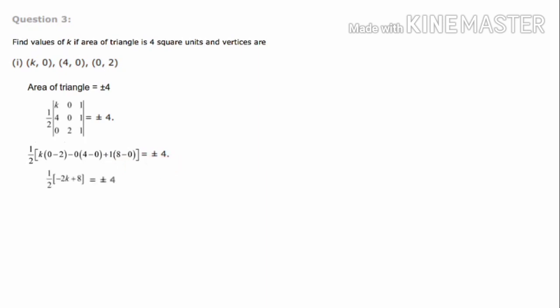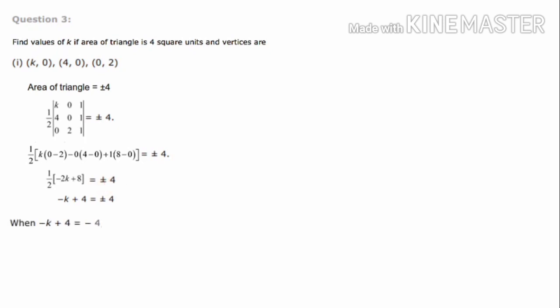Calculation: 1 by 2 into (0 minus 2) is minus 2, minus 2 into k is minus 2k. Then minus 0 into any quantity is 0 itself, no need to write. Plus 1 into 8 minus 0 is 8, 8 into 1 is 8. Equal to plus or minus 4. Here in these two terms 2 is common, cancel it. The balance will be minus k plus 4. Taking 2 outside, in this term minus k is the balance, and in this term only 4 is the balance. The 2 will be cancelled, equal to plus or minus 4.